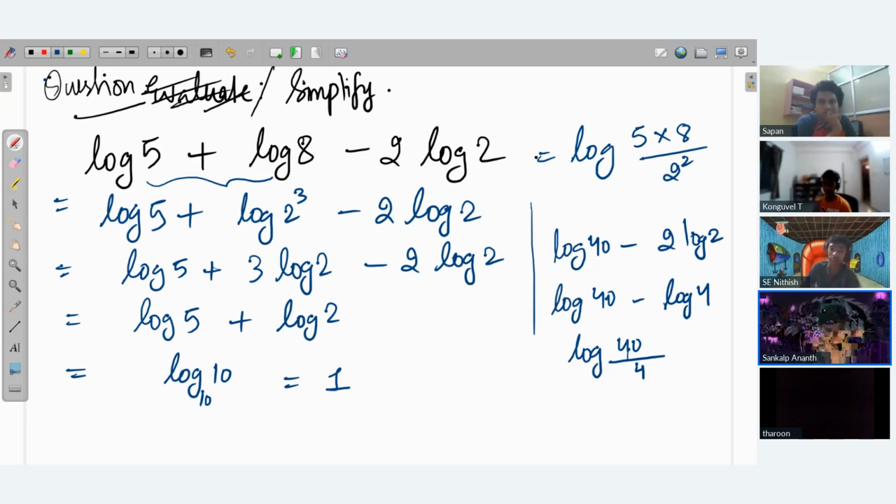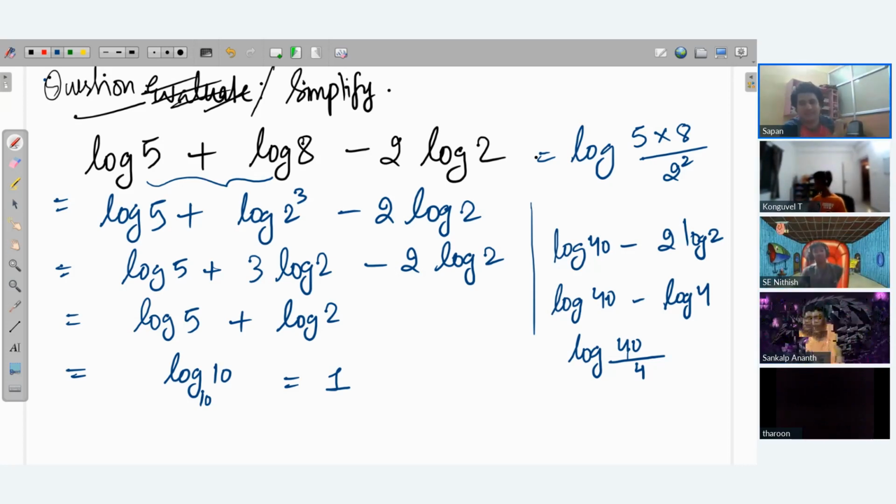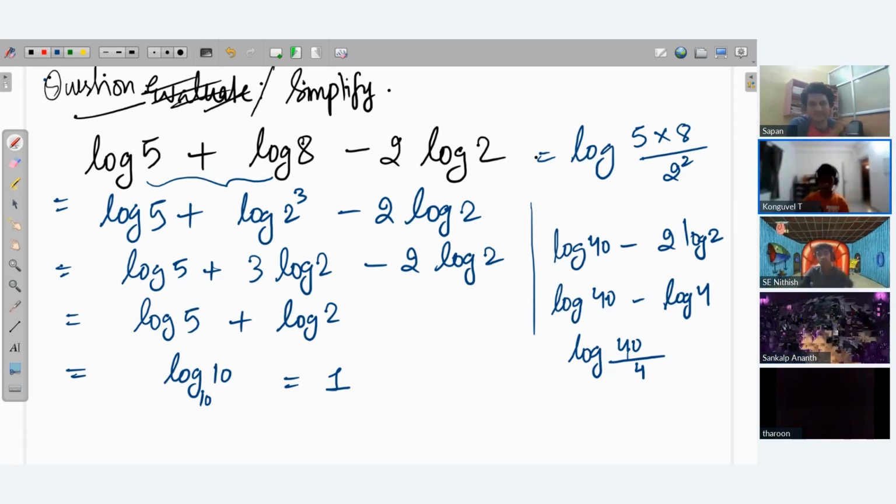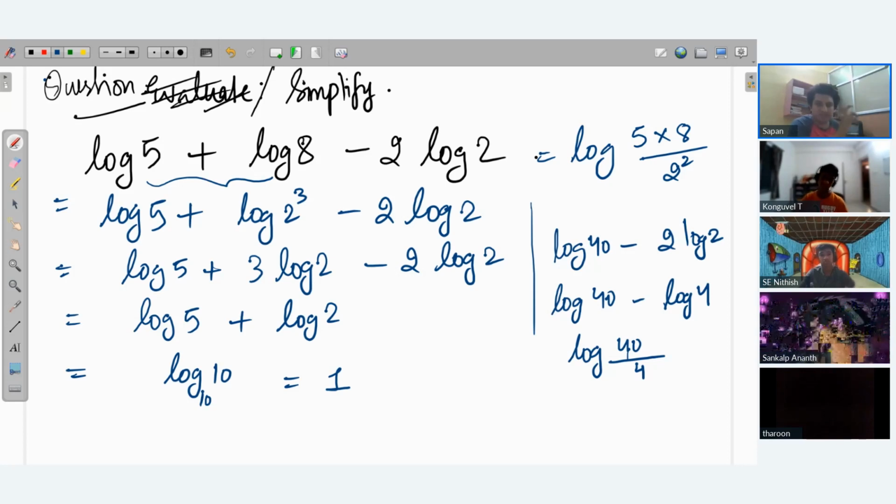No, you can't do that. You can't do that, no, no. That cancellation is a mistake. Only if the base is the same on both sides can you do that. So see the laws again, and it doesn't matter which way you choose, the answer should come as 1. Okay. Yes, sir. But it should be the wrong way.